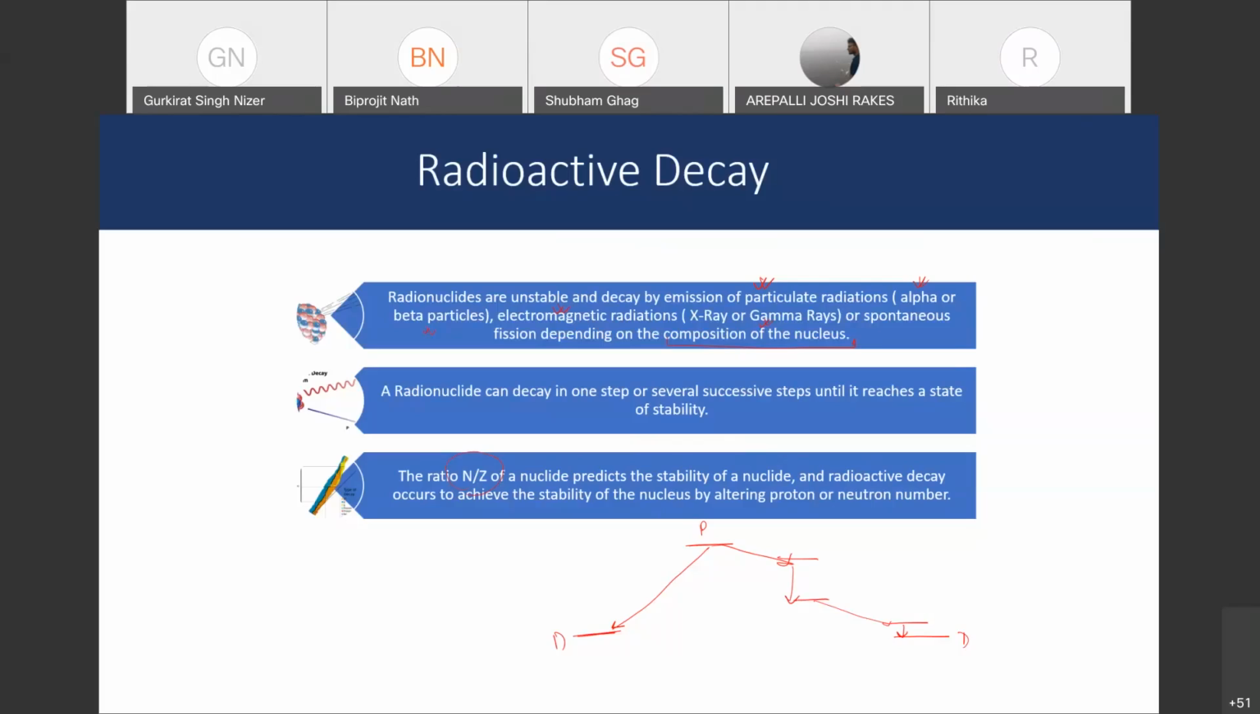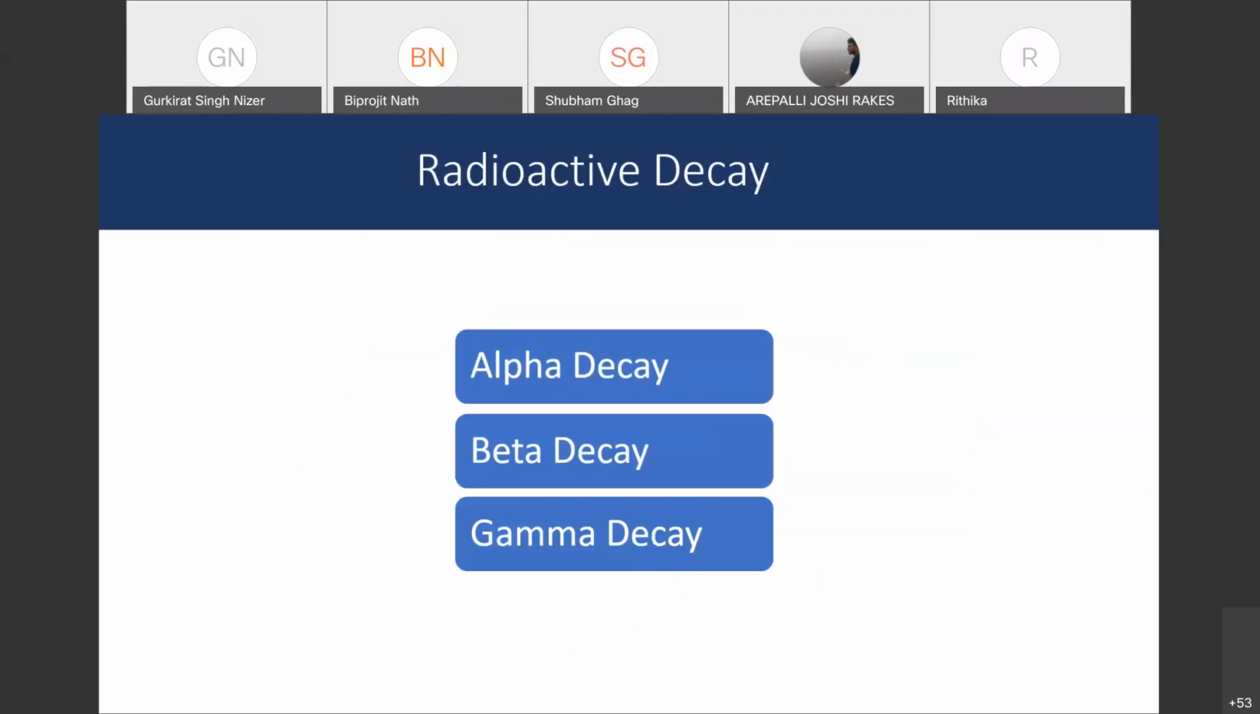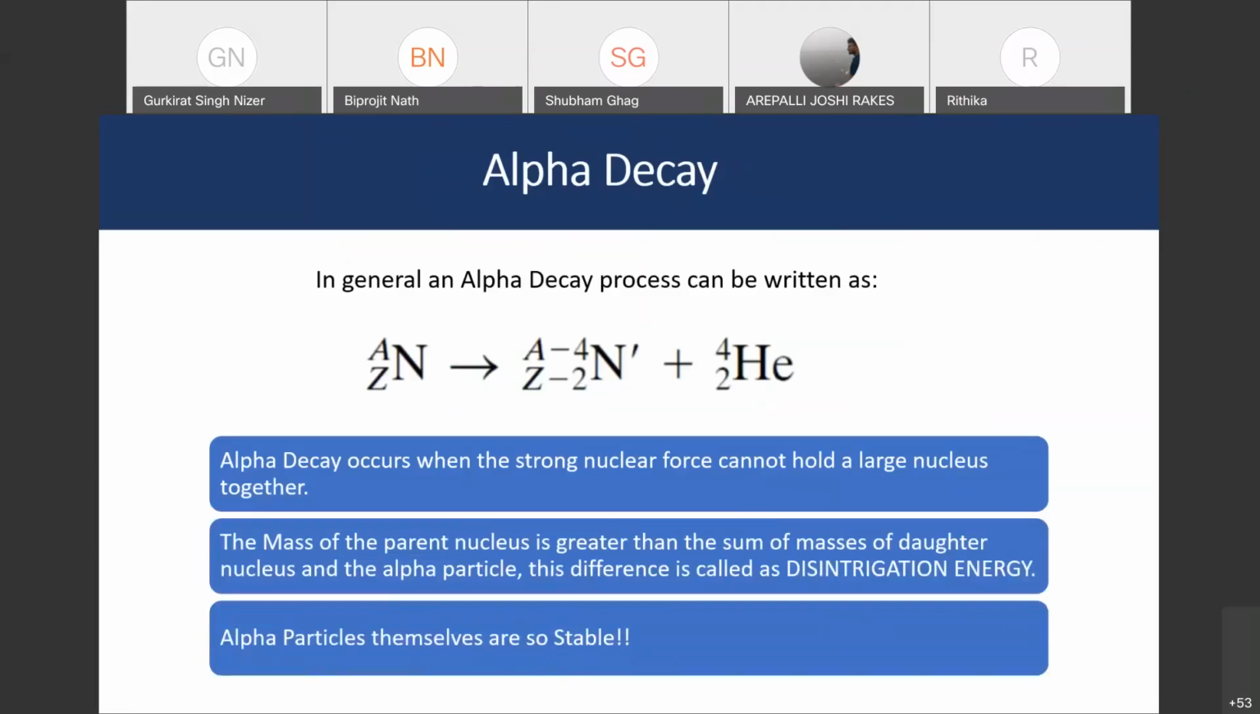And how does it achieve stability? By altering the number of protons or neutrons. Fine. So whatever decay we see, and we'll be seeing examples further, in the decay process we are just playing with the number of protons and neutrons. We are optimizing the numbers to get to a stable configuration so that the nucleus becomes stable. So we can broadly classify these radioactive decays into three different types. It can be an alpha decay, a beta decay, or a gamma decay. We'll talk about each decay in detail along with their applications in medical science and also in nuclear medicine.